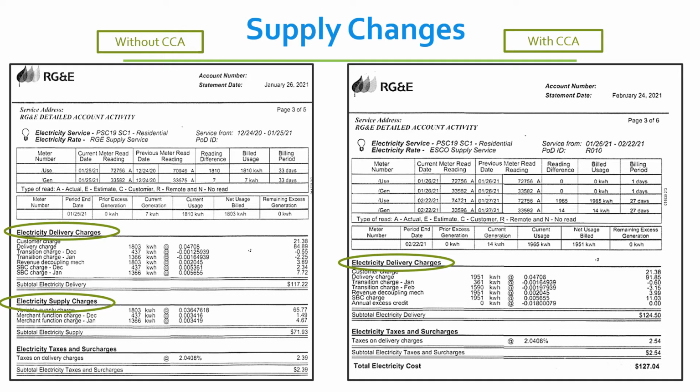To find this, let's look a bit further down on your bill. It'll be in the Detailed Account Activity on page 3. So here we have an example of what your detailed account activity would look like with both a normal RG&E bill on the left and a CCA bill on the right. On the right, you can see that as part of a CCA, you no longer see the supply charges from the utility. Instead, the supply charges from the third-party supplier will appear on the last page of your bill.